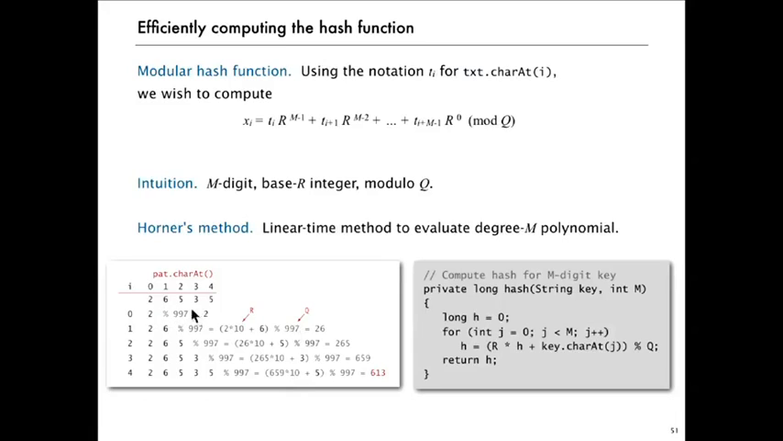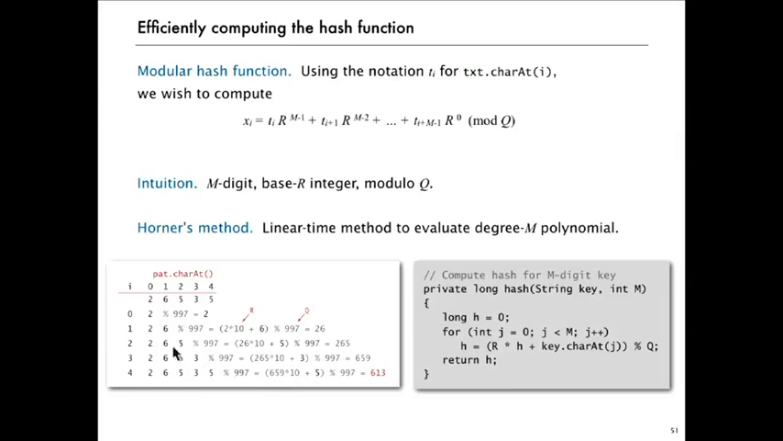So we start with 2 mod 997 is 2. 6 mod 997 is 2 times 10 plus 6 mod 997, and that's 26. And then you take that value, multiply by 10 and add 5, that's 265 mod 997. In that case, it's 265. So 265 times 10 plus 3 is 2653. The remainder when you divide by 997 is 659.